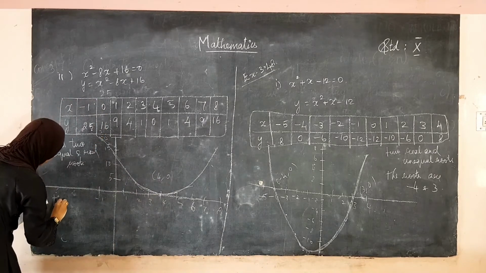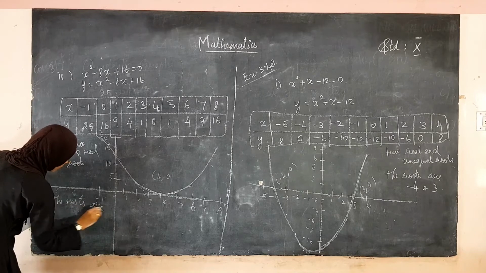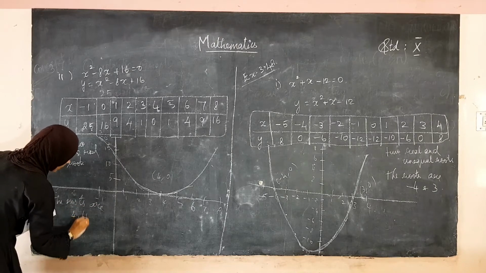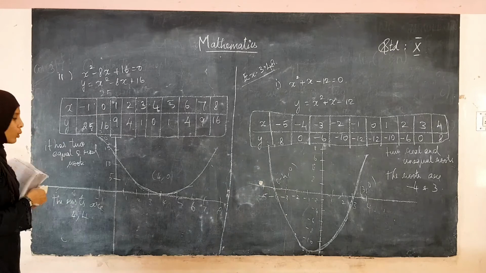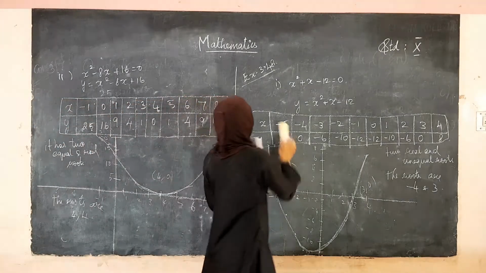Therefore, you have to write it twice. The roots are 4 comma 4. Okay, the roots are 4 comma 4. Now let us see the third subdivision.